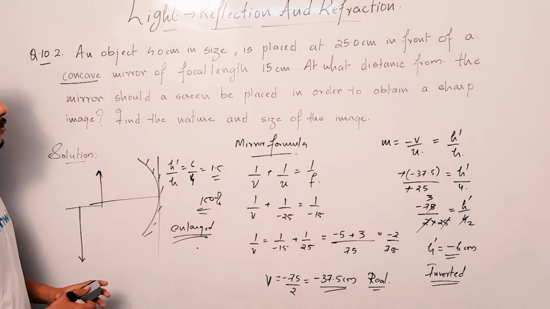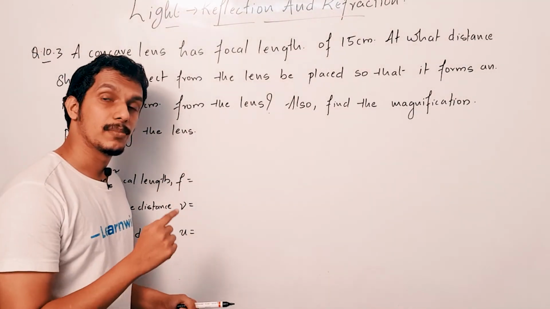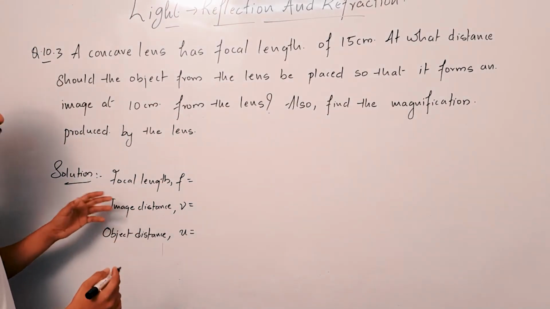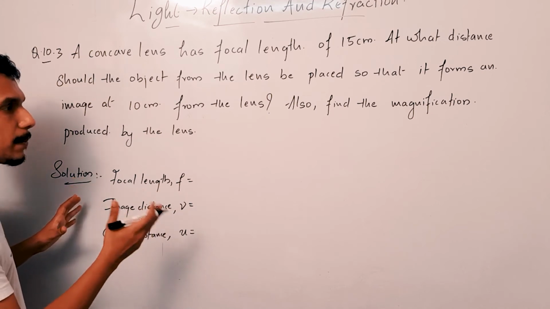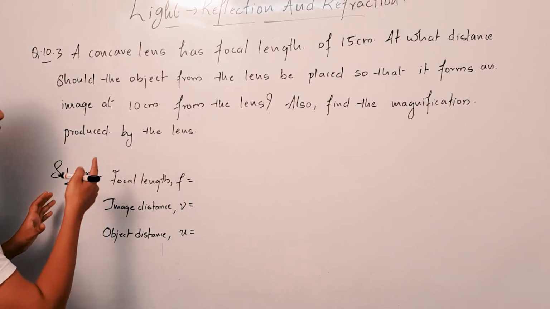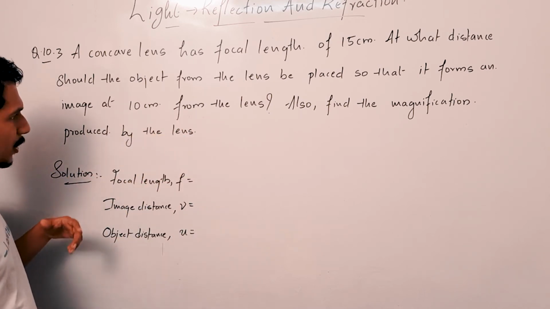Okay, let's go to lens questions now. Here is example number 3, which is the first question on lenses. It says a concave lens has a focal length of 15 centimeter. At what distance should the object from the lens be placed so that it forms an image at 10 centimeter from the lens? Also, find the magnification produced by the lens.